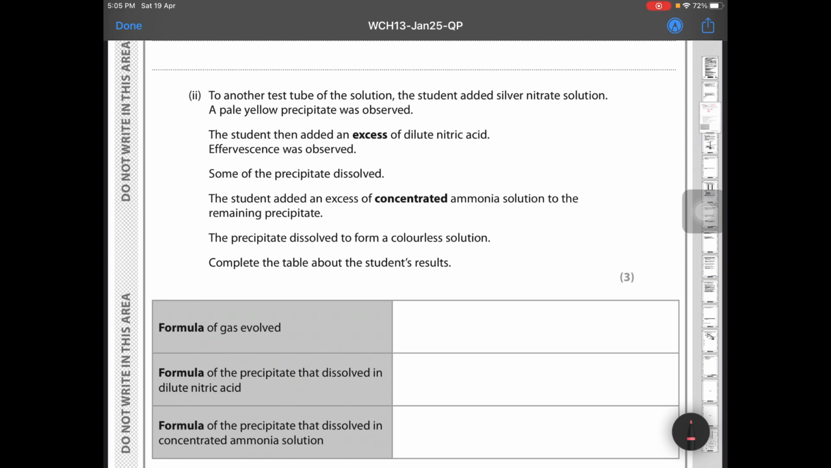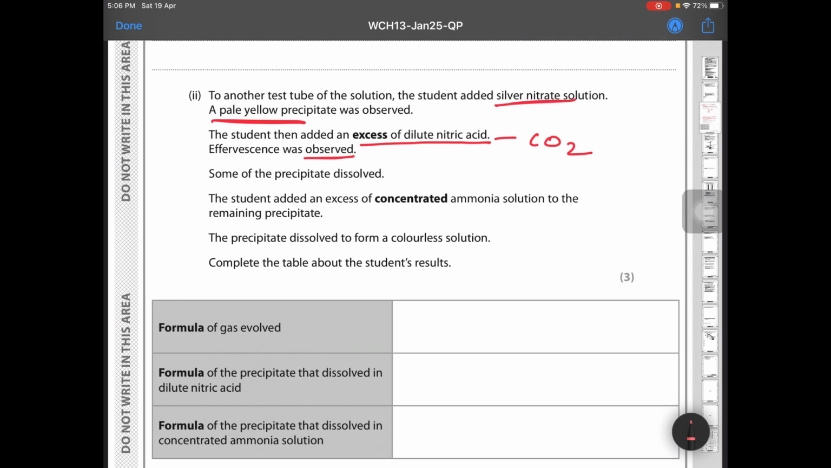To another test tube, the student added silver nitrate solution, and a pale yellow precipitate was observed. The student then added excess nitric acid, and effervescence was observed. Excess nitric acid and effervescence has something to do with carbon dioxide gas. So this is a test for carbonate.